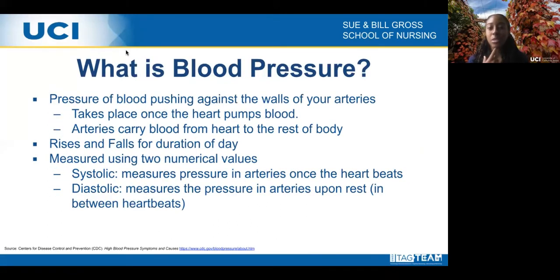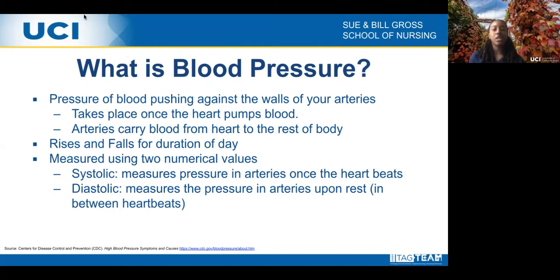So the first thing to be addressed in this discussion is actually blood pressure itself. Blood pressure is the pressure of blood that is pushing against the walls of your arteries once the heart pumps blood. These arteries are what allows blood to be perfused throughout the rest of the body. After the heart pumps the blood, the arteries carry the blood from the heart to the rest of the body, including all the vital organs and all of your cells.